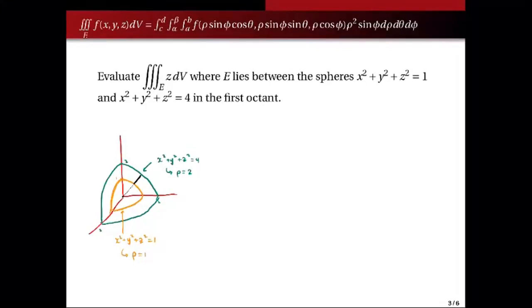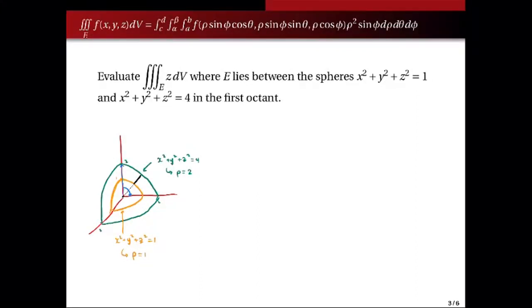For the phi, so you have this phi here, but we only need up to first octant. Meaning it will not go below the xy plane. So the phi will only be up to this part.